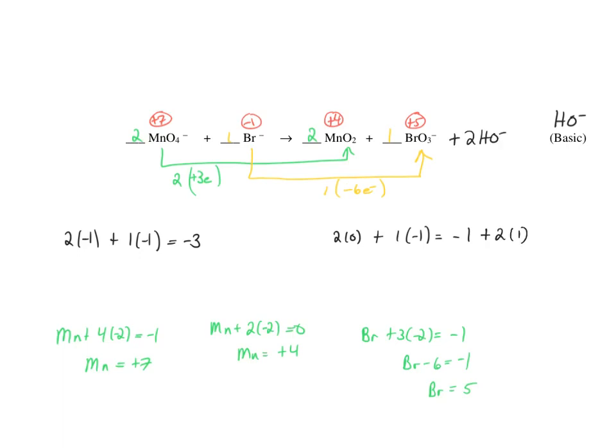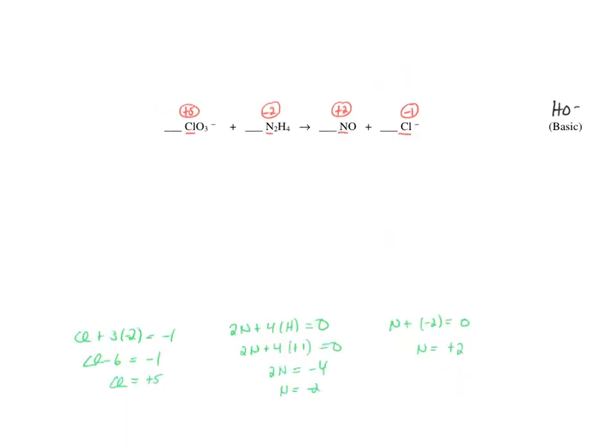Now we look at the oxygens. We have 8 oxygens on the reactant side and 4 + 3, 7 oxygens on the product side. So in order to balance the oxygens, we have to add an additional oxygen onto the reactant side, which means adding a water molecule. Now if we've done everything right, our hydrogens also balance. So we have 2 hydrogens, we're balanced.